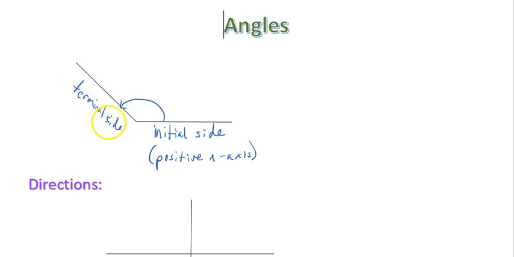But this is called the terminal side, and that can be in any of the quadrants, and so it's the one that's kind of slanted. So keep the initial side where it is. Think about the terminal side being the one that moves.